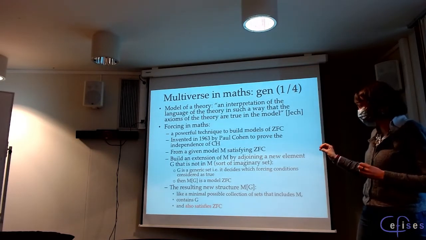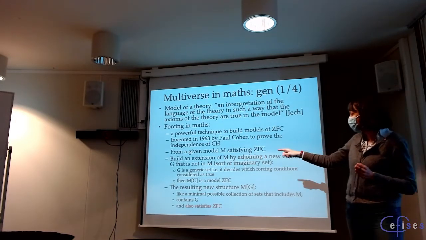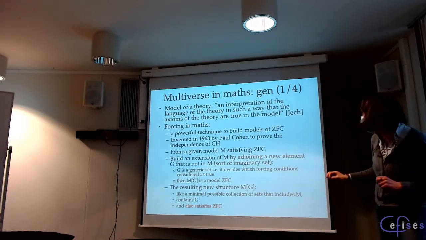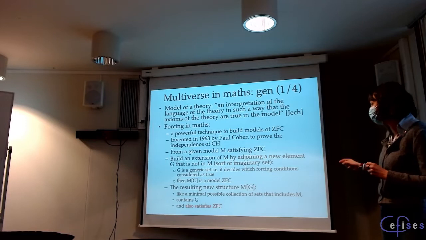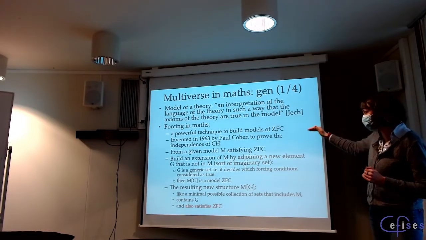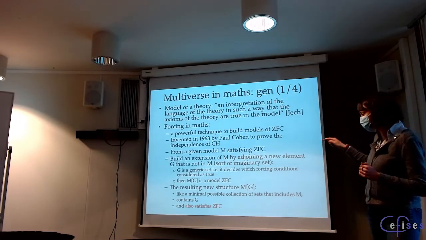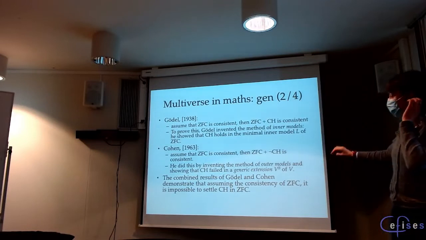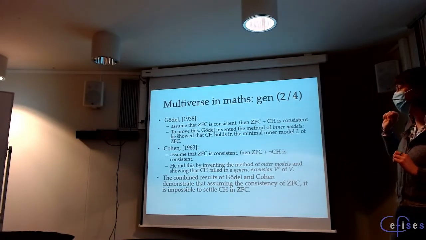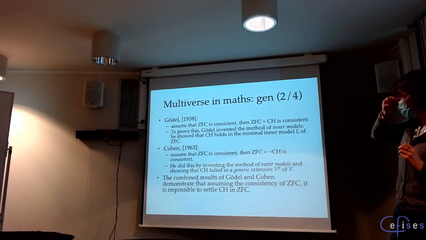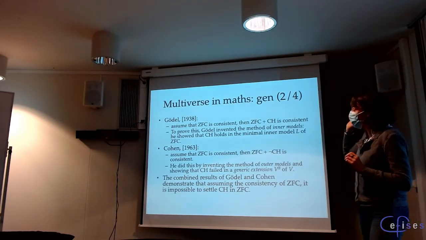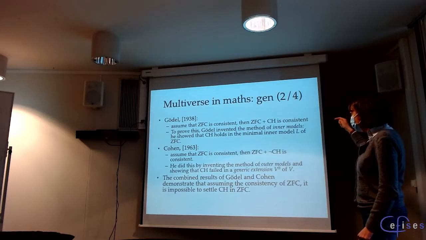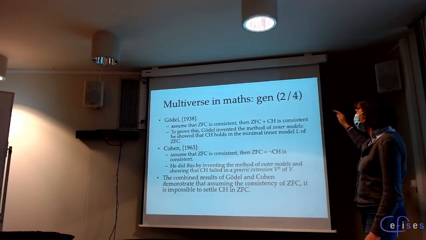And the result of this construction is that the extended model, M[G], is itself a model of the theory. So you end up with a new structure, which is like the smallest possible collection of sets that includes your starting model, that also contains G, but is satisfying ZFC. And using that technique, he could show that the continuum hypothesis is one of the undecidable statements of ZFC. Because from Gödel, if you assume that ZFC is consistent, then you can have a model of it, and you can show that ZFC plus the continuum hypothesis is consistent.